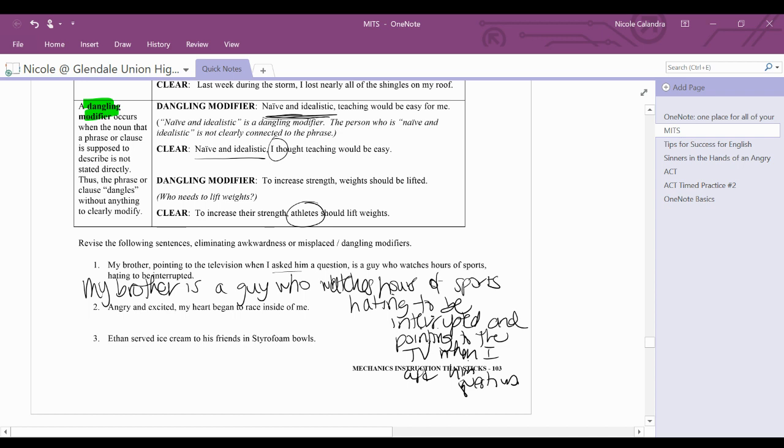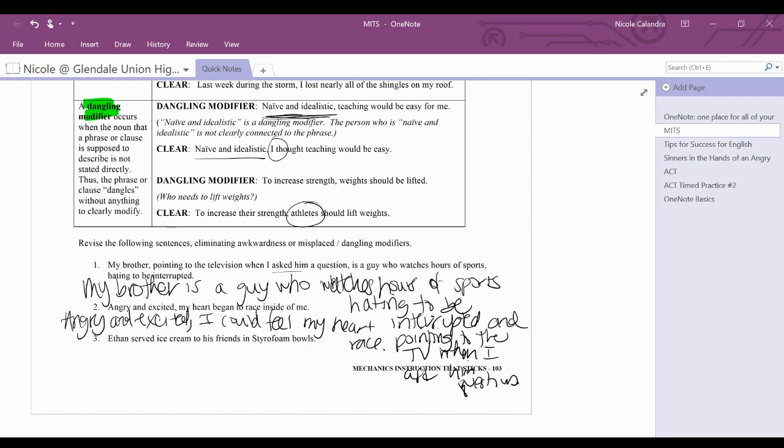Angry and excited, my heart began to race inside of me. Okay, so angry and excited is modifying, who is that modifying? Angry and excited, I could feel my heart race inside of me. I'm gonna end it there because I'm out of room. Okay, so you're really just making that a little bit more active. I could feel it. Okay, last one.